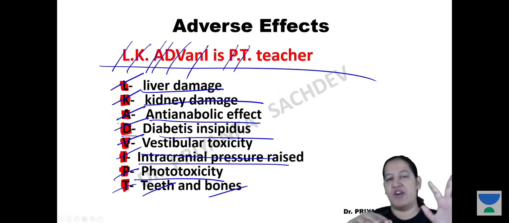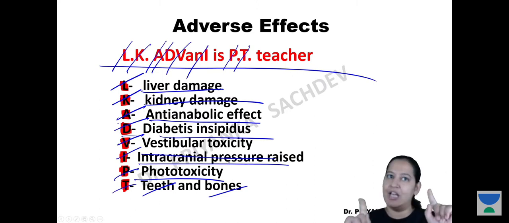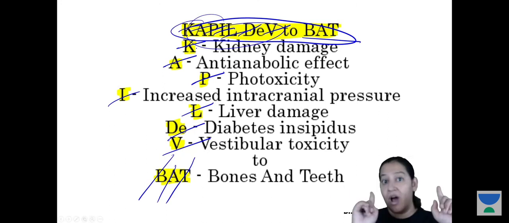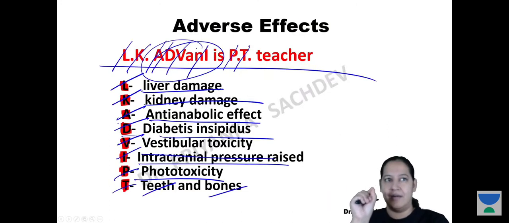Only the order is reshuffled. So learn only one. Don't try to learn both, you will get confused. I can learn both, but at your age, learn only one. Either you love Advani or you love Kapil Dev. So learn one mnemonic. Done. Now I will explain a few details of it.